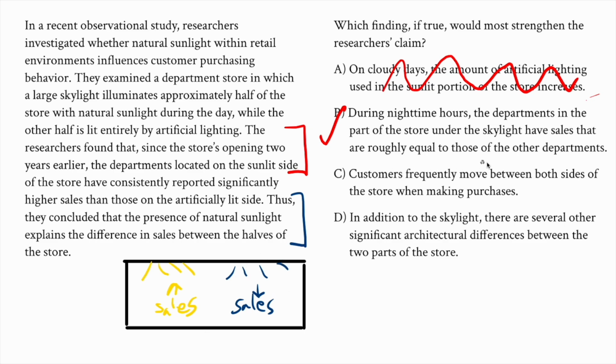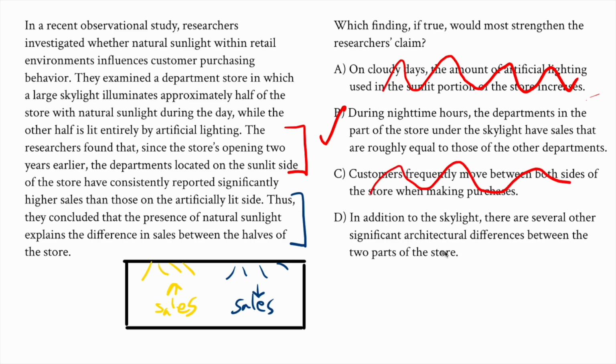C, customers frequently move between both sides of the store when making purchases. That's irrelevant, because regardless of whether they move between the different sides of the store, the argument is that the sales over here are greater. So they might spend time over here. They might even buy things from this side of the store, but they're buying more things from that side of the store, at least when the sunlight is coming through.